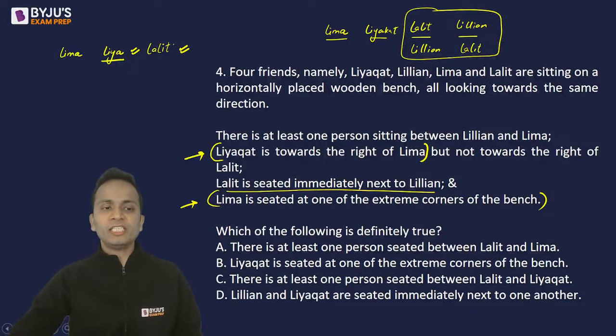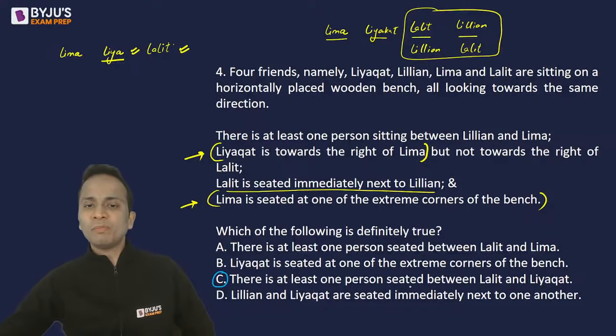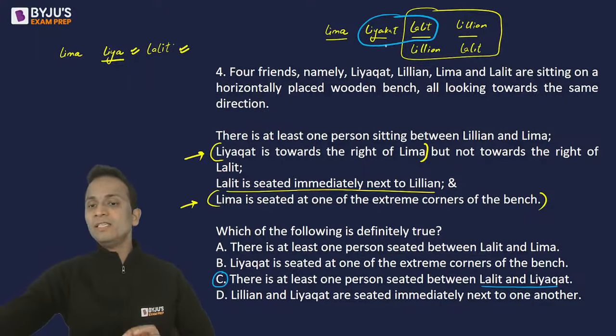Now let's check each and every statement one by one. So Sonu, you are saying that option C is the correct answer. I'll check. There is at least one person seated between Lalit and Liaquat. Now Lalit and Liaquat, it is not necessarily true that there is at least one person sitting between them.